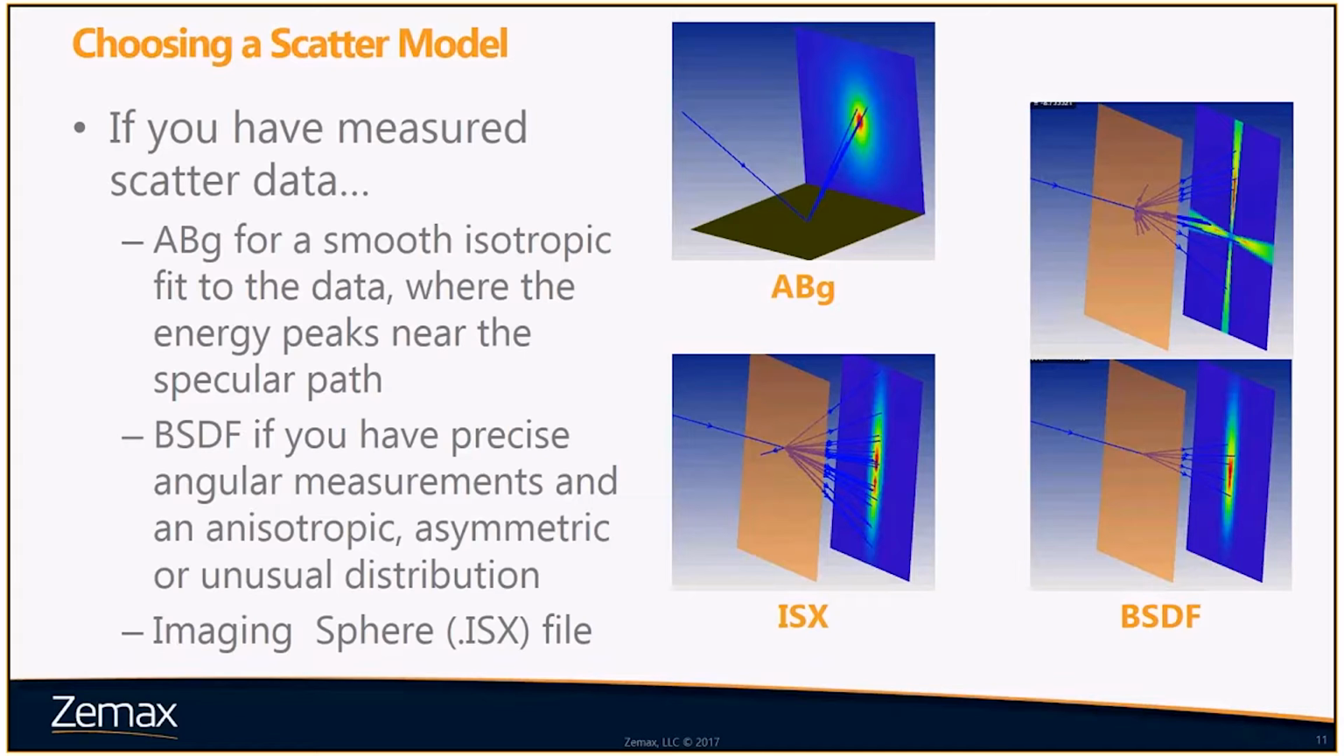And then we also have the imaging sphere, the ISX files. So the ISX files are great if they're available. If it's not available, but you still have measured data sets, so maybe you measured it from a different vendor and it's not already in the correct format, then that's where the BSDF will come in. So BSDF is sort of a close second or a great alternative to the ISX file.